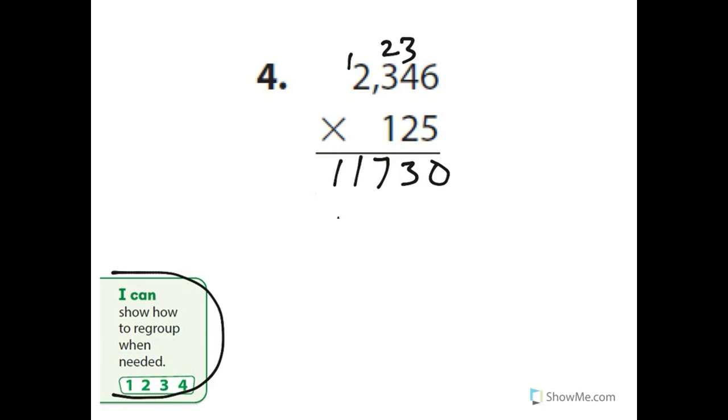And I'm going to erase these so I can have room. Alright, dropping my 0 because I'm in the tens. 2 times 6 is 12. Carry that 1. 2 times 4 is 8. 8 plus 1 is 9. 2 times 3 is 6. 2 times 2 is 4. Again, I'm going to erase this.